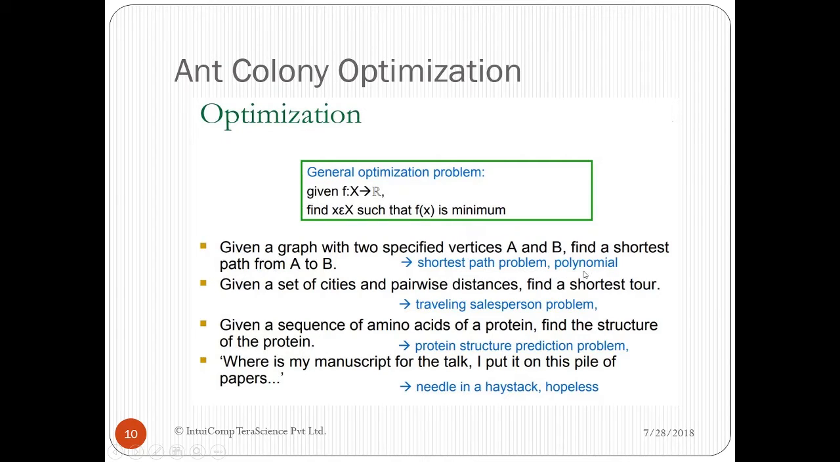Given a set of cities and pairwise distances, if the problem is to find a shortest route for the tour, then it is popularly a case of the traveling salesman problem. Given a sequence of amino acids of a protein and you are asked to find the structure of the protein, then the protein structure prediction problem can also be done with ACO.